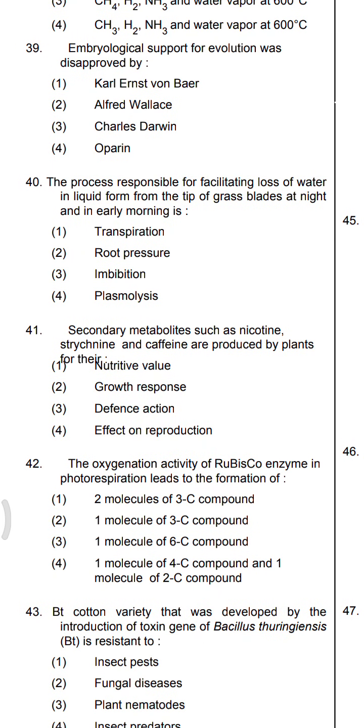41st question. Secondary metabolites such as nicotine, strychnine and caffeine are produced by plants for their 1. Nutritive value, 2. Growth response, 3. Defense action, 4. Effect on reproduction.